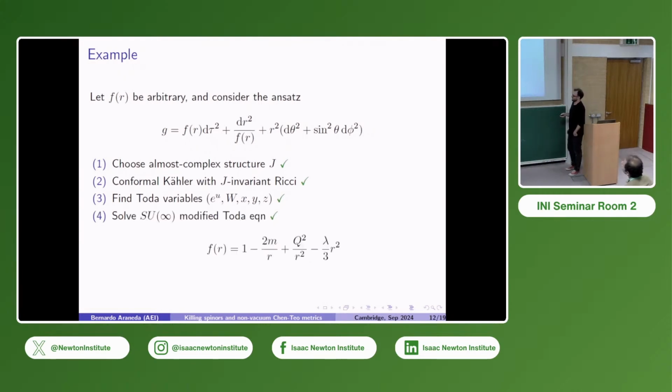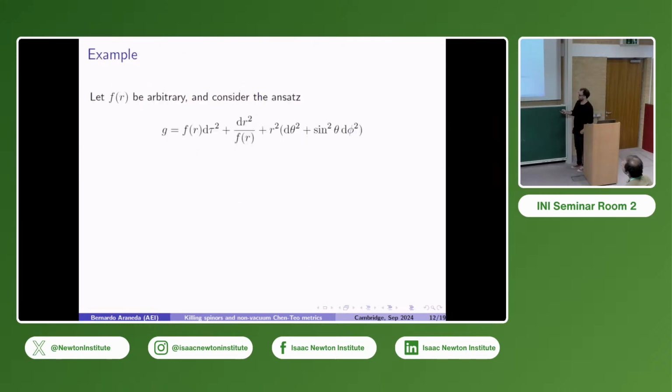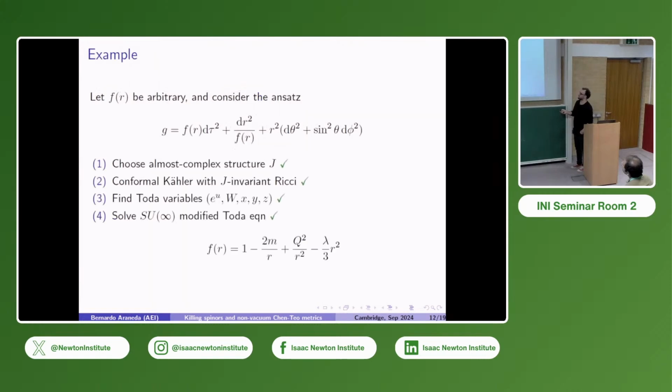And then the last step is to solve the modified total equation, the SU infinity total equation. You can do this, which was this equation here in the end. So once you transform these answers into the total variables and plug everything into the total equation, you try to solve it, and you find exactly what you expect, which is the Euclidean Reisner-Nordstrom ADS solution. Just by solving one single equation, you recover what you expect.